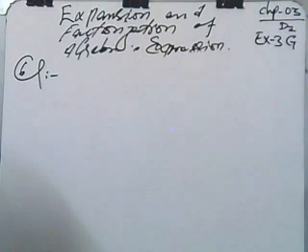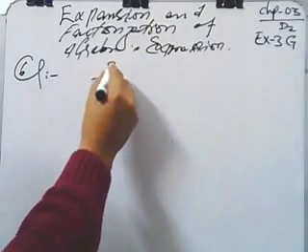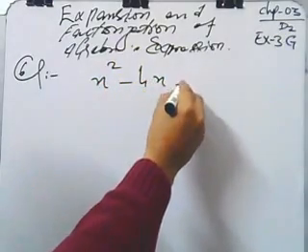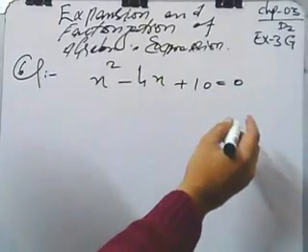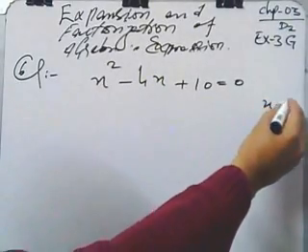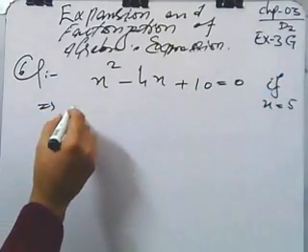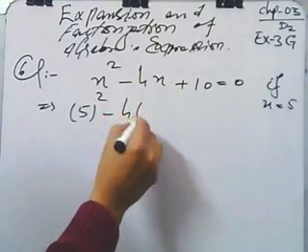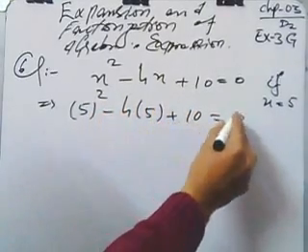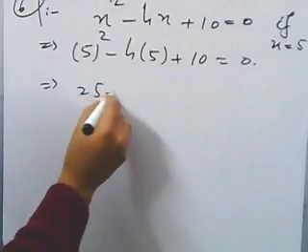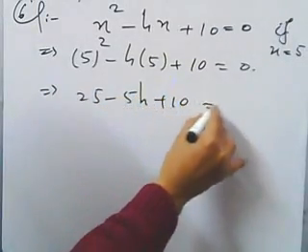Similarly, in question number 6, if x is equal to 5 is a solution of the equation which has been given to you, x square plus hx plus 10 is equal to 0, x is equal to 5. So by putting the value 5, 5 5s are 25, plus 5h plus 10 is equal to 0.